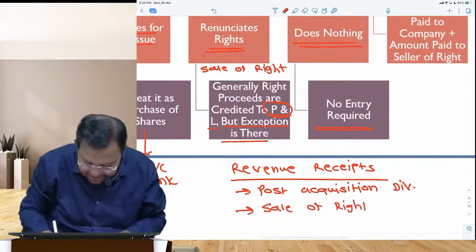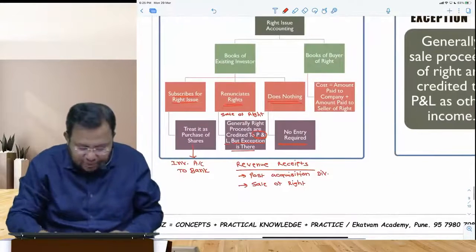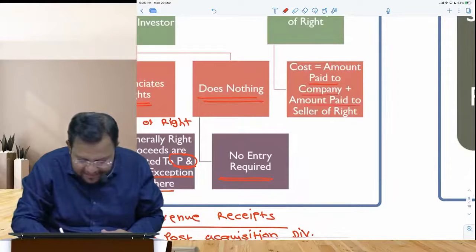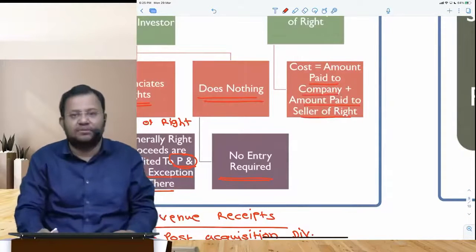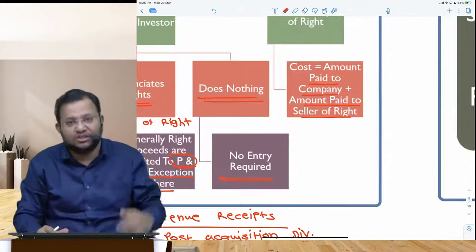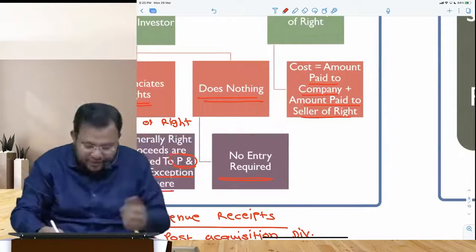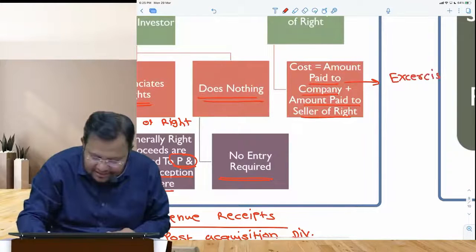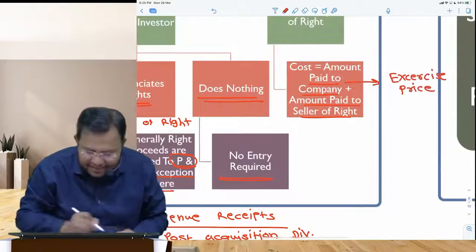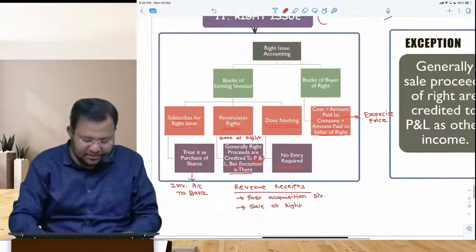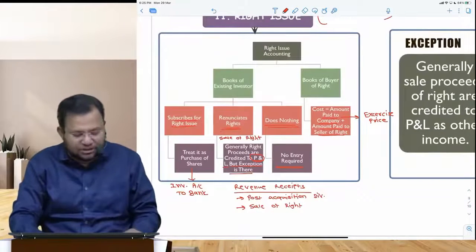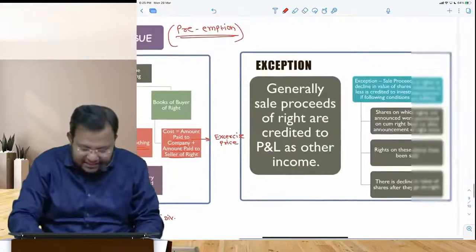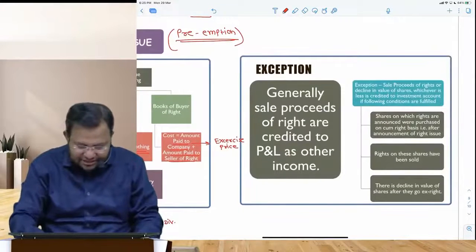In the books of the buyer who buys the right, the amount paid to the company as well as the amount paid to the seller of the right, both put together, is his cost. So he pays something to the company. What you pay to the company is known as the exercise price, the price at which you can buy the shares, and the amount paid to the seller. As I told you, generally the proceeds from sale of a right are credited to profit and loss account. There does exist an exception.